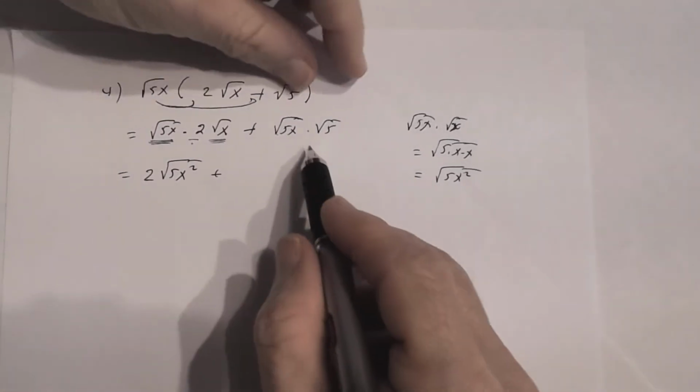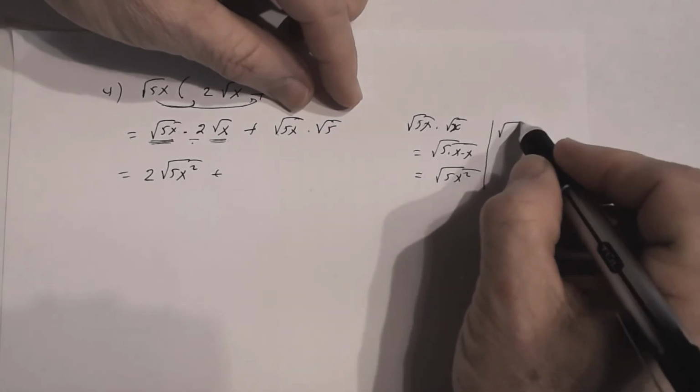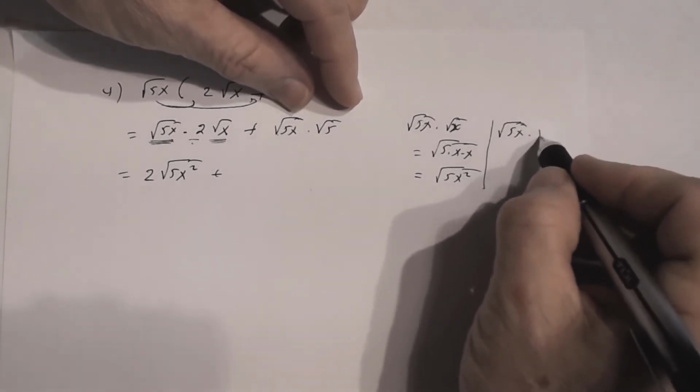So let's talk about this. So this is, for that one, think about this. This is the square root of 5x times the square root of 5.